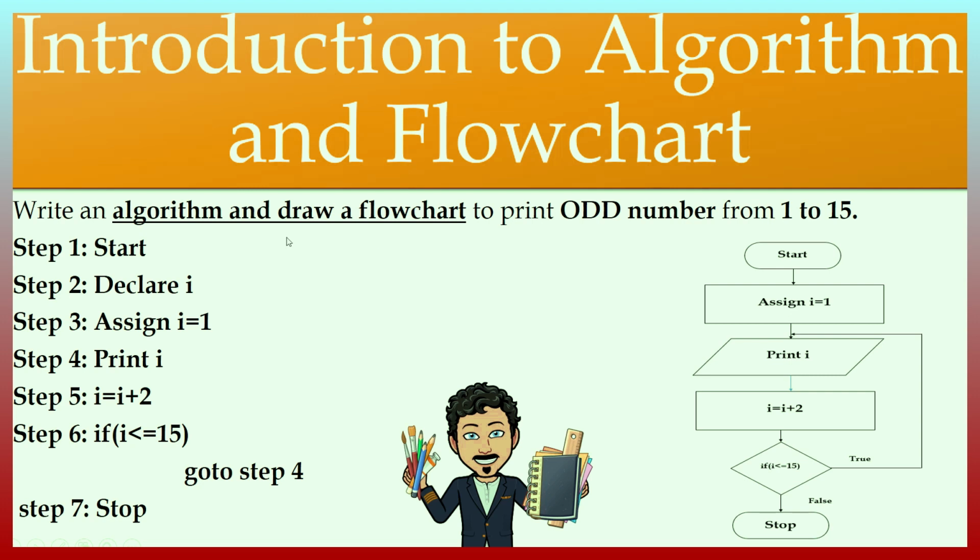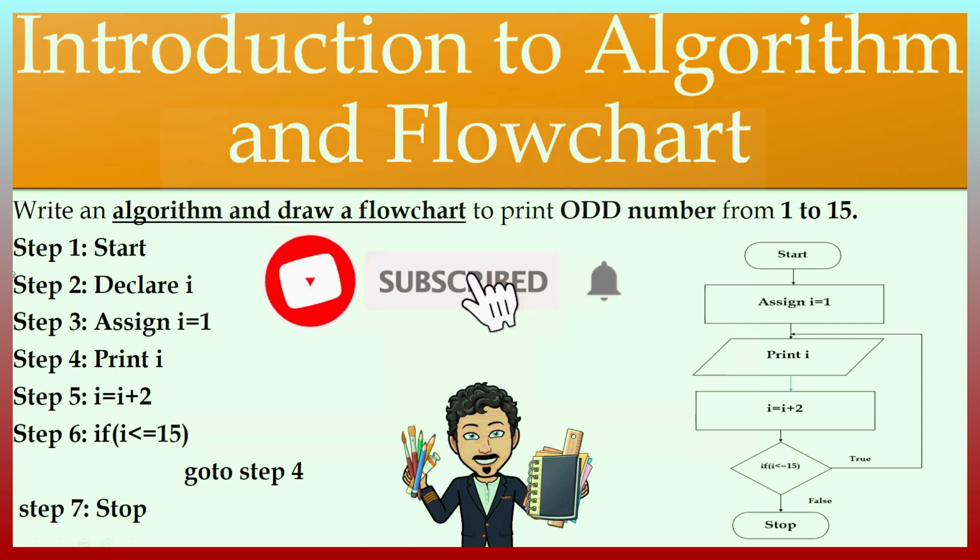So the next example is: write an algorithm and draw a flowchart to print the odd numbers from 1 to 15. Right? You know what an odd number is? 1, 3, 5, 7, and it goes on. So our task is to print the odd numbers starting from 1 to 15. For this task, we want to write an algorithm. Then we want to convert the algorithm into a flowchart. Let me explain how to do the task.